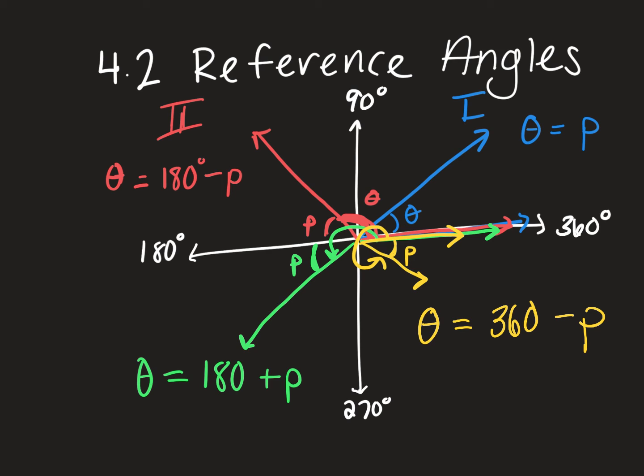Shh, guys, listen. Put the P on the other side of the arrow and just do 270 minus the P, because the reference angle is always formed with the x-axis. That's why. It's always formed with this part here.